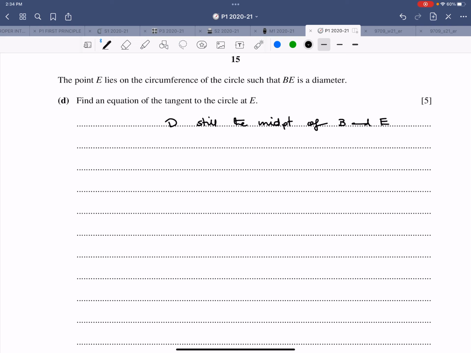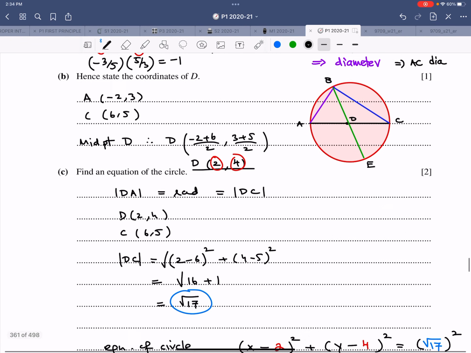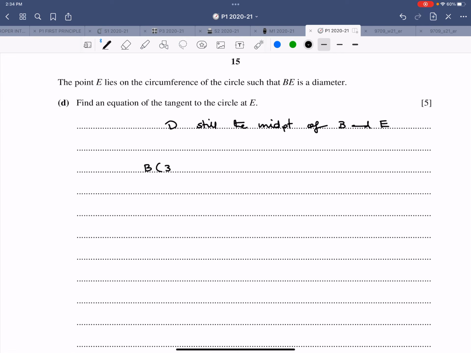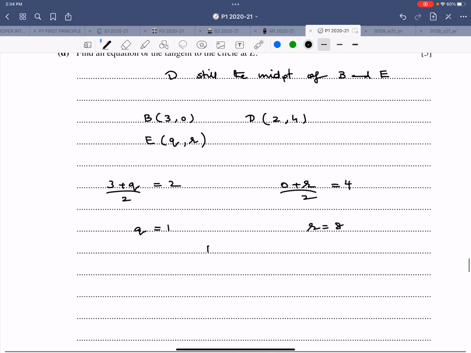So now, first of all, I need to find E. What is B? First of all, B is 3, 0. Let's call E as Q comma R and D is 2 comma 4. So therefore 3 plus Q divided by 2 equals 2 and 0 plus R divided by 2 equals 4. R comes out to be 8 and 4 minus 3 is 1. Q comes out to be 1. Therefore the coordinates of E is 1 comma 8. That is the first thing that I get.